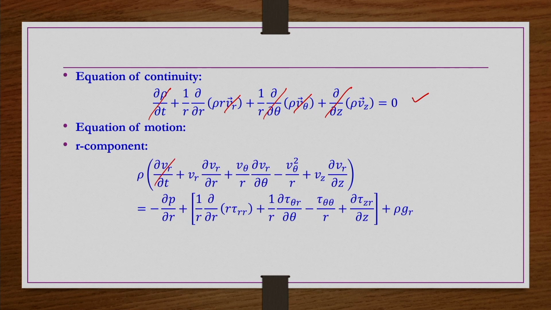Steady state, so this term is 0, Vr is 0, V theta is 0, and because of the symmetry dou by dou theta of anything is 0. Vz is there, but Vz is not a function of z, it is a function of r only, and because of fully developed flow this term is also 0. Pressure we cannot say anything about; in general we do not have any generalized boundary conditions. So, we just leave it as it is.